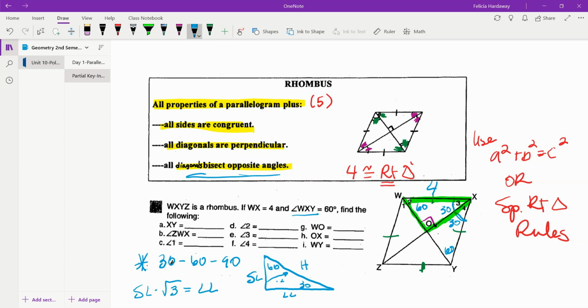So those are some rules you have to remember for your rhombus for this problem, because I believe they're asking us to find, on this section right here, WO. Well, WO is the short leg, which means it's going to be half the hypotenuse. And right there, opposite the right angle, there's your hypotenuse in that one triangle. And that's your hint to hopefully fill in the rest of them.